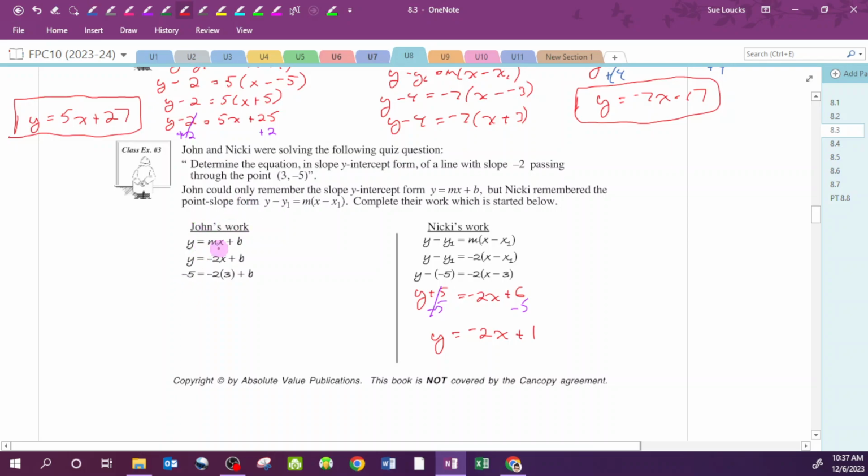So remembering that this equation is true for any values of x and y that you have, and we have an x and y that go together, we have x1 and y1. So what John has done is replace the y with the y value that we were given and replace the x with the x value we were given and the slope with the slope we were given. And we're just left to solve for b.